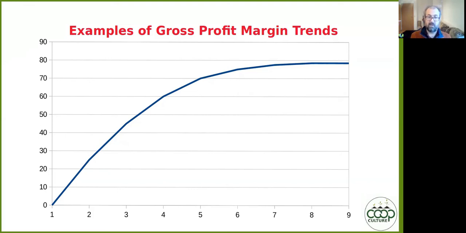And what can we see? We start from a very low, in this case 0, but in reality it's unlikely to be 0, but we start from a very low gross profit margin. We rapidly increase our gross profit margin. At 10, we have exponentially smaller increases till we reach a plateau that you may or may not mathematically reach.